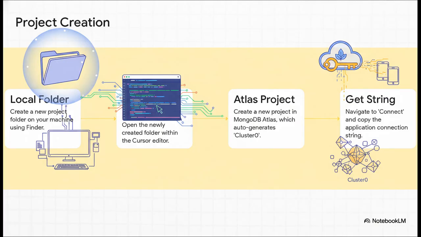You know, the process here is actually super straightforward. You literally just start with a plain empty folder on your computer. Then you pop over to MongoDB Atlas, create a new project, and boom, it automatically spins up a cloud database cluster for you. The last and absolutely most critical piece is to grab that connection string. That string is the magic key that lets our application talk to that new database.